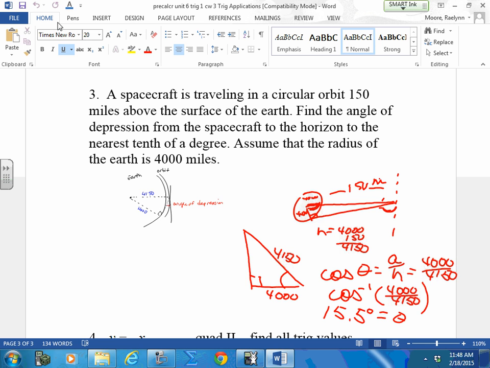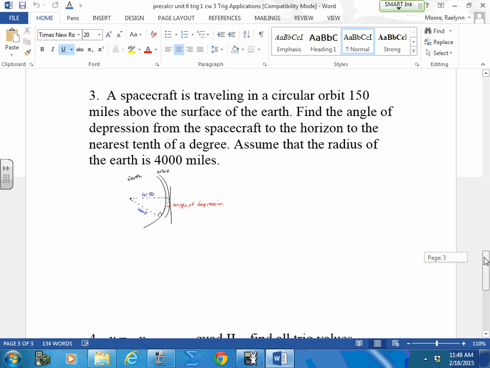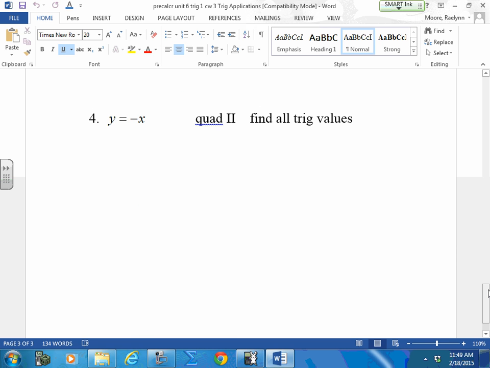And one more. This one's a good one too. I want to find an angle in quadrant 2 that falls on this line, y equals negative x. And I want to find all the values for this. Where is the line y equals negative x? It's this way. And what do we know about that line? It cuts through that quadrant in half, right?